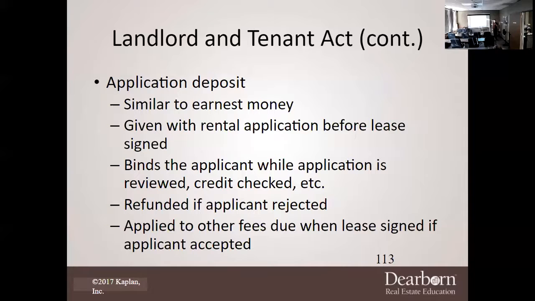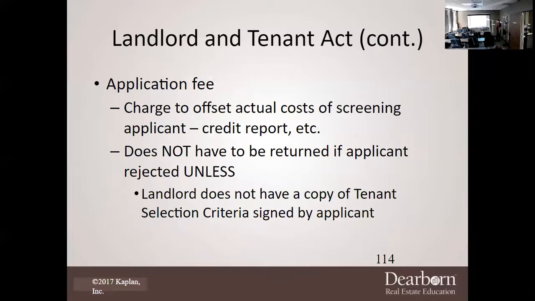So if Miss Linda, you paid that $50 to me and I read your credit and I see that it was a failure, you got a 400 credit score and it doesn't meet our standards, Miss Linda, I'm sorry, you're declined. You'll get your application deposit back, but you're not going to get back the application fee. And a lot of people get very mad about that.